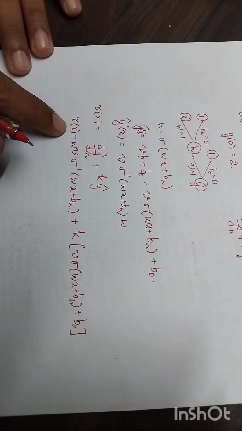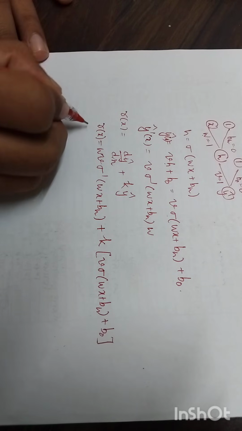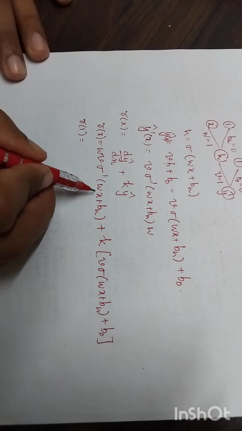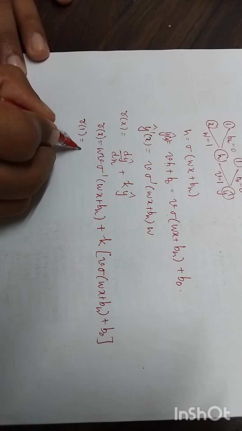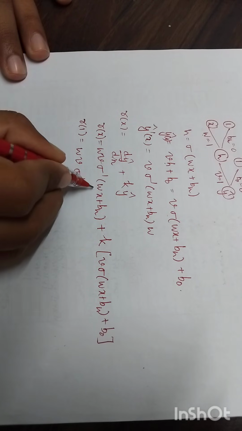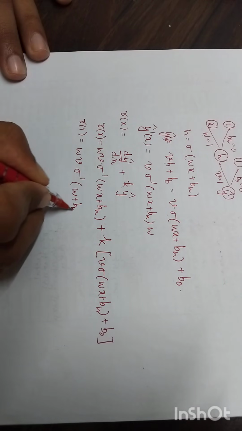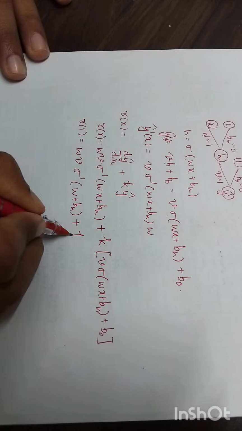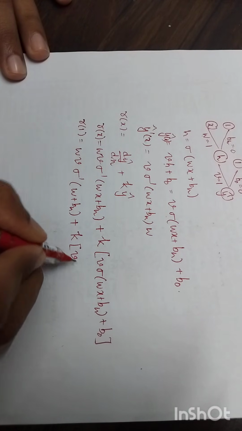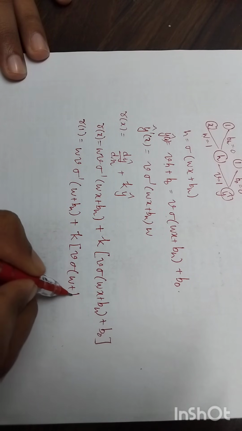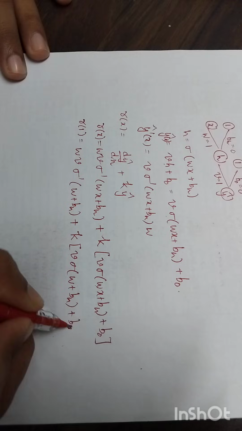Okay, and we would be needing the residual value at 1. So the residual value at 1 would be r of 1 is equal to, if you substitute 1 for x, w v sigma dash of w plus bh, plus k into v sigma of w plus bh, plus b naught.